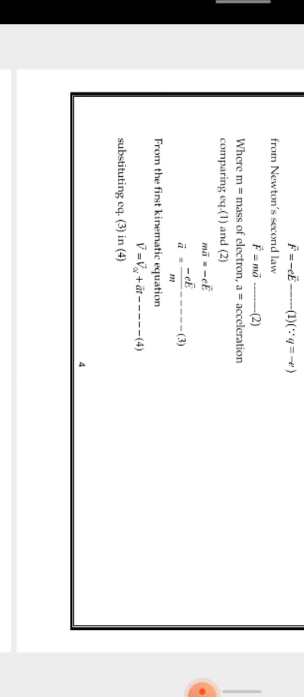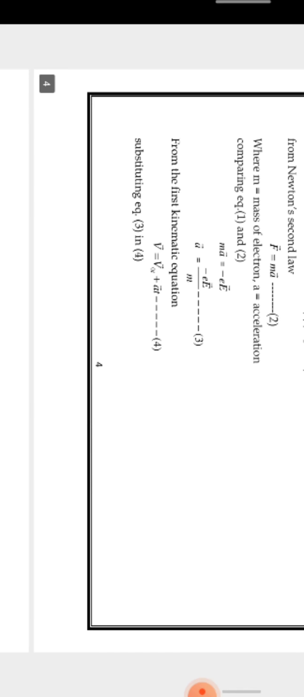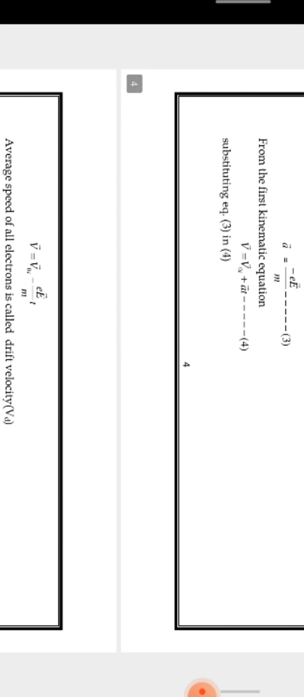But from Newton's second law, force is equal to what can we write? F = ma. M is the mass of the electron, a is the acceleration. Now from equations 1 and 2, acceleration is equal to what we may get here? a = -eE/m, small e, capital E divided by m.